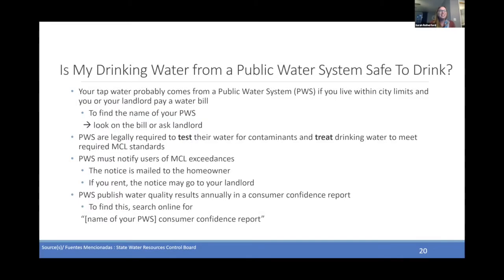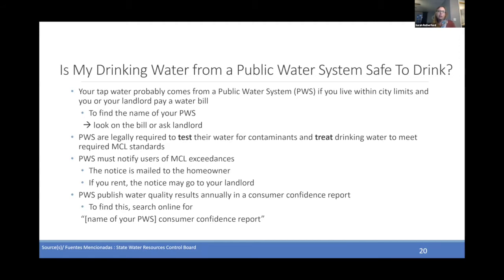So the question is, is my drinking water from a public water system safe to drink? Your tap water probably comes from a public water system if you live within city limits and you or your landlord pay a water bill. To find the name of your public water system, you can look on the bill or you may need to ask the landowner or landlord.